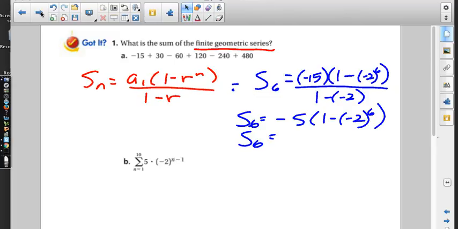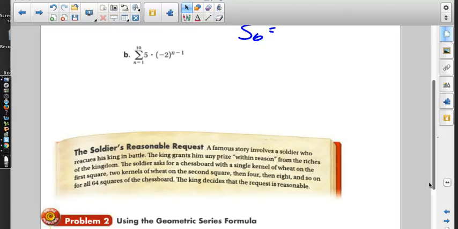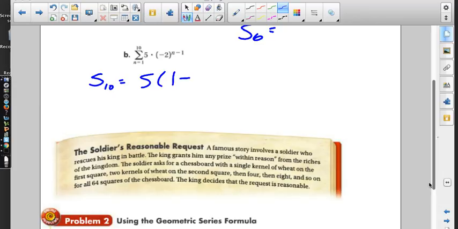All right, try the one with the sigma notation. See how that one goes. How many terms, everybody? 10. 10 minus 1 plus 1 is 10. The first term is a sub 1, 5, staring us right there, times r. So what's r? Got to be careful with the negatives again.